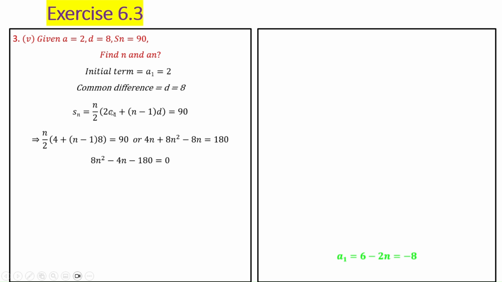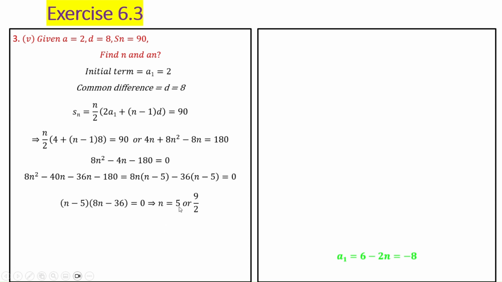Substitute the a and d values for n here. It becomes n by 2 into 4 plus n minus 1 into 8, or if I simplify, I get a quadratic equation 8n square minus 4n minus 180 equal to 0. If I factorize, what I will get is n equal to 5 or 9 by 2.